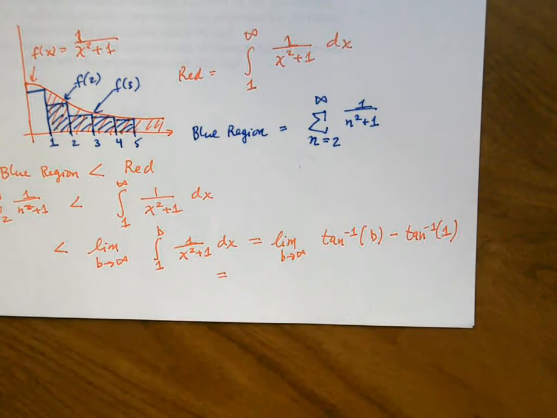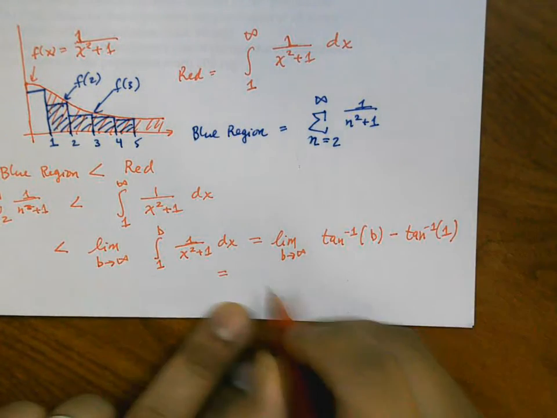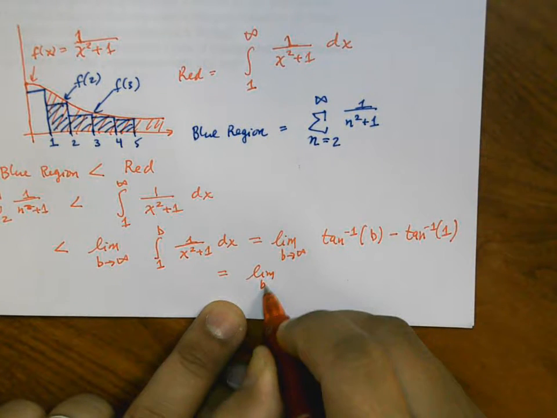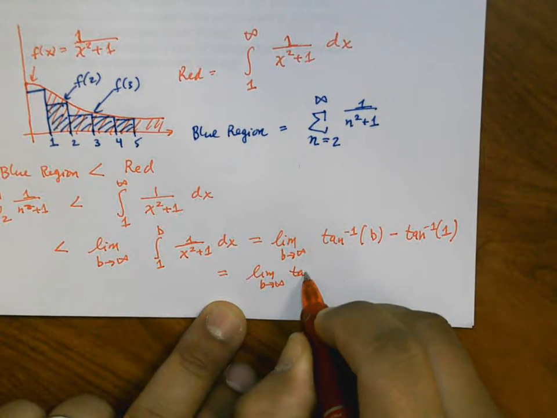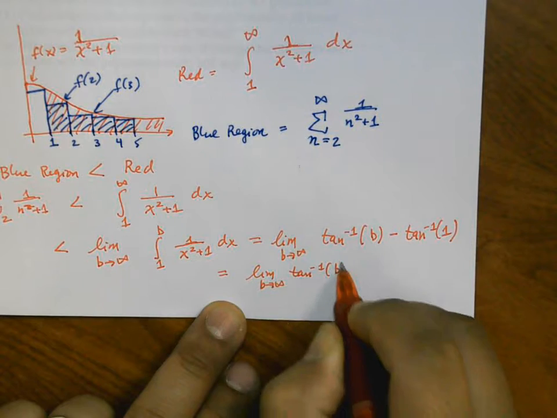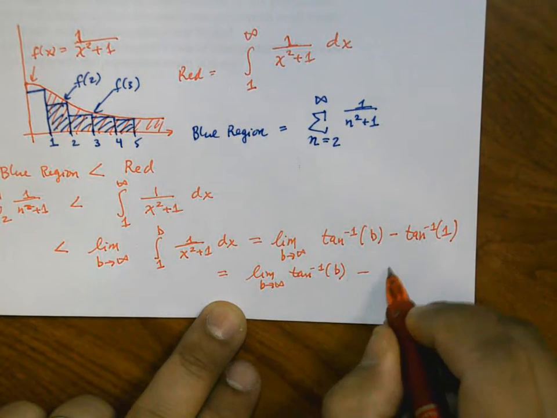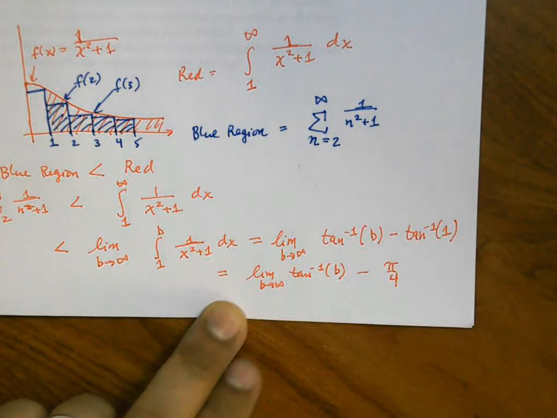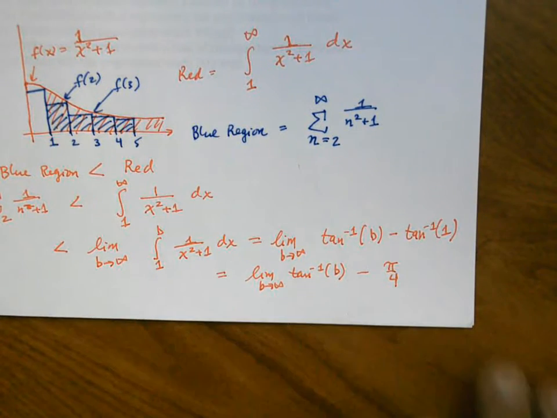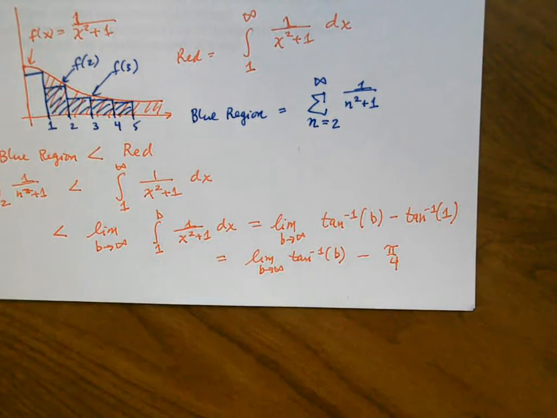And, well, wait a minute. That doesn't sound... oh yeah, it is. That's right. Okay. So this is the limit as b approaches infinity of the tangent inverse of b, and this is pi over 4. Okay. Sorry, it's early in the morning and my brain's not fully functional yet. That's pi over 4.